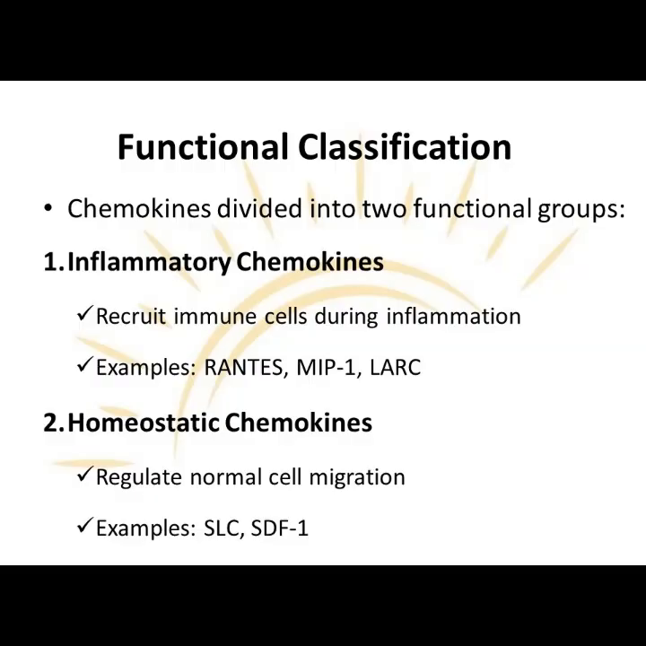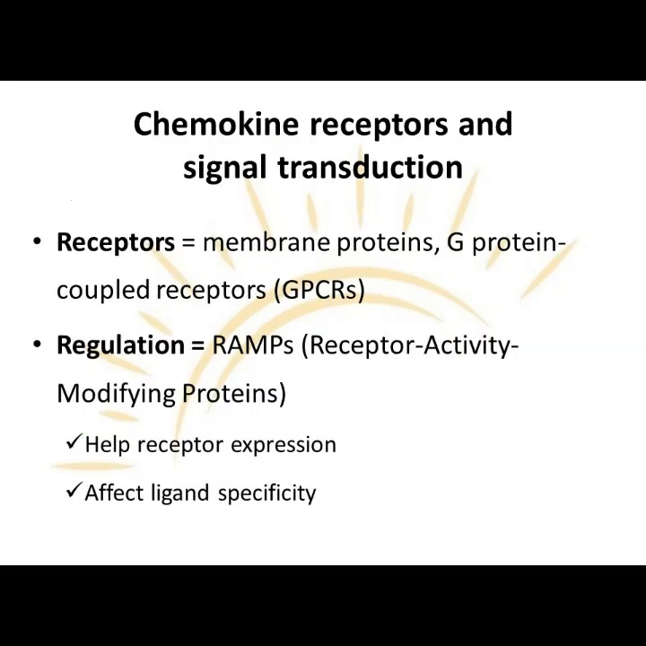Functional classification. Chemokines are divided into 2 functional groups. Inflammatory chemokines, such as RANTES, MIP1, LARC, liver and activation-regulated chemokine, recruit immune cells during inflammation. Homeostatic chemokines, such as SLC, secondary lymphoid tissue chemokine, and SDF1, stromal-derived factor 1, are involved in regulation of normal cell migration.